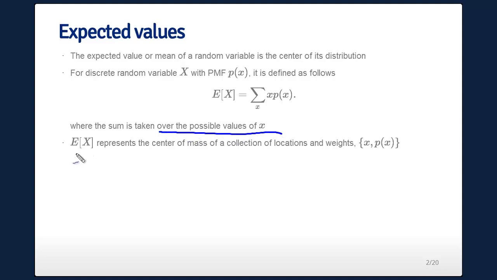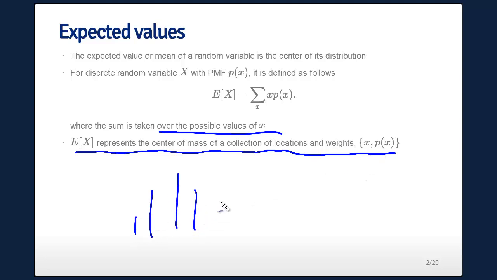So the idea of expected value borrows from the physics definition of center of mass of a collection of locations and weights, x and p of x. If you have a collection of weights like this, and here's x as your locations, and these things all weigh relative to their height, you could try to figure out a place to put a fulcrum to balance this out. That would be the center of mass, and that would be the expected value.